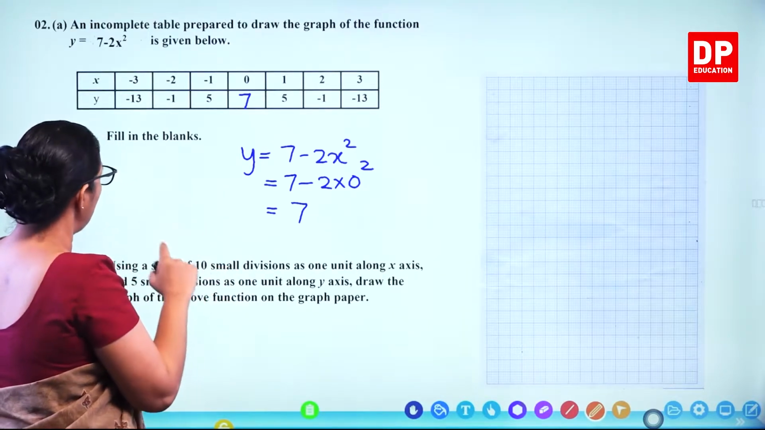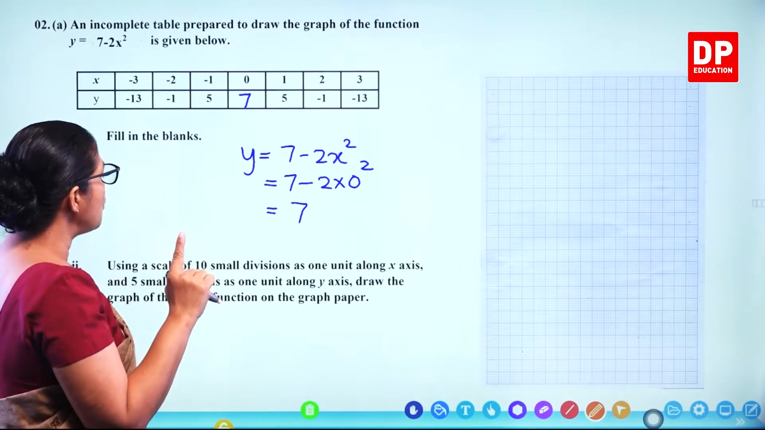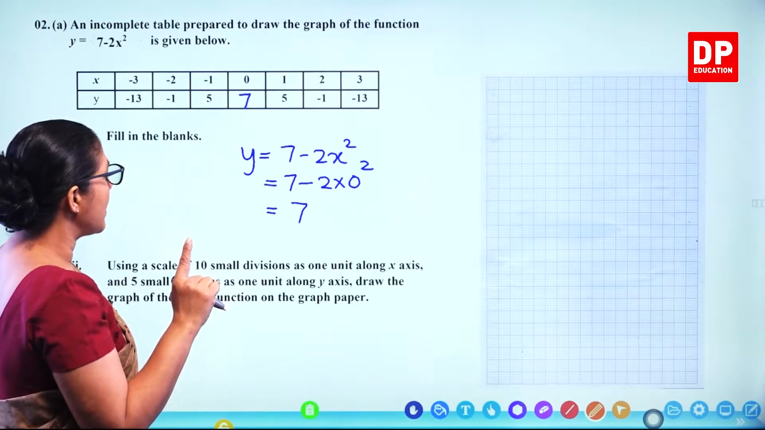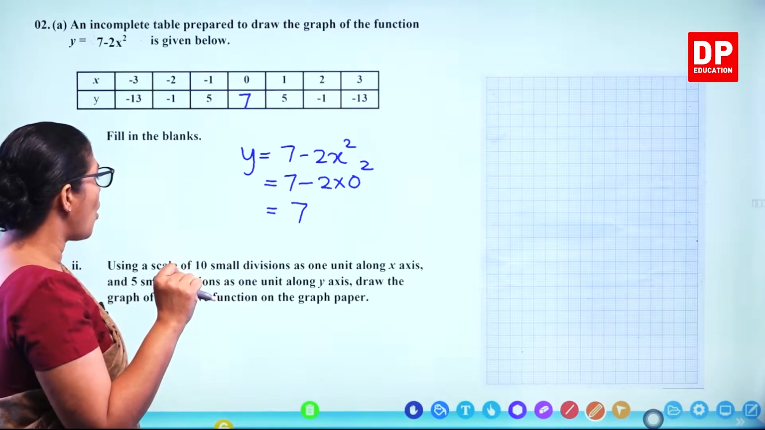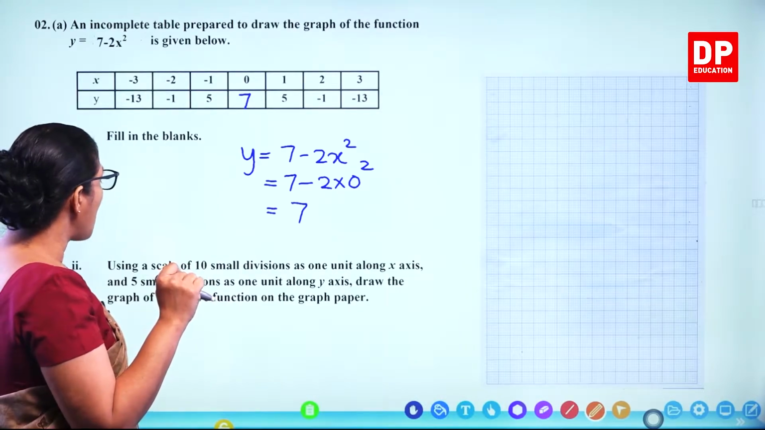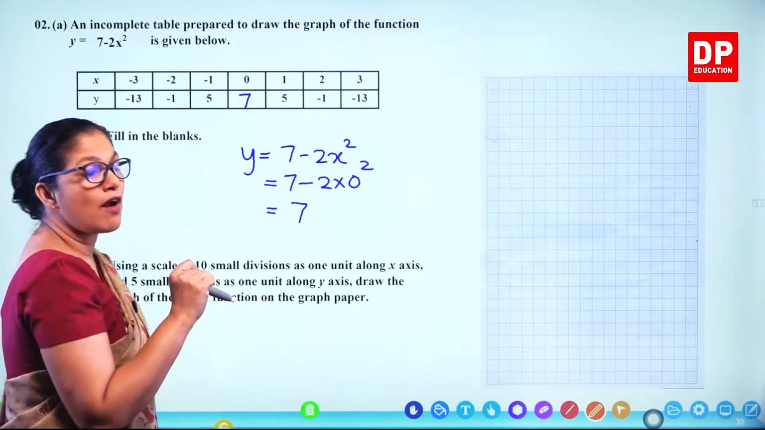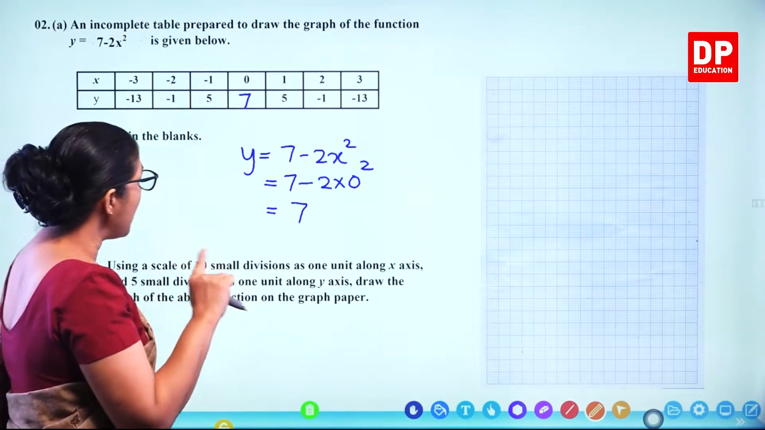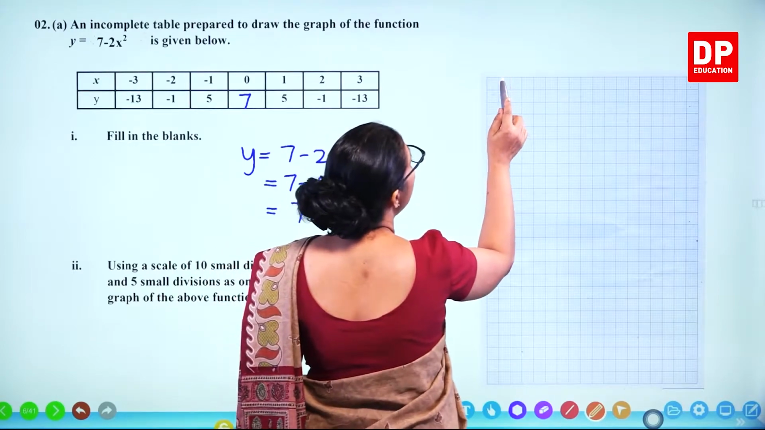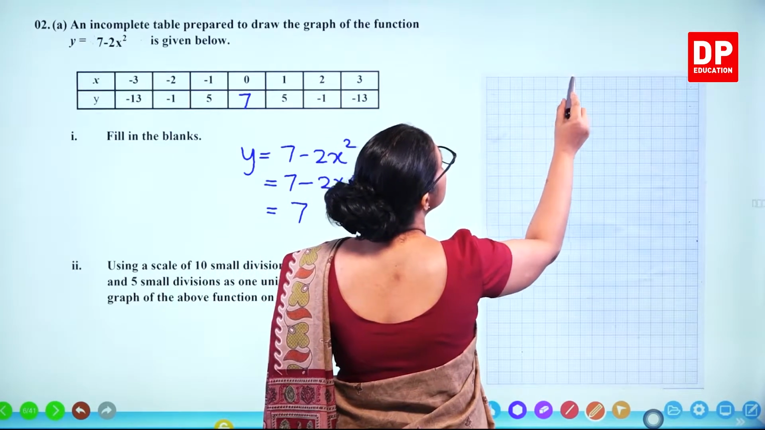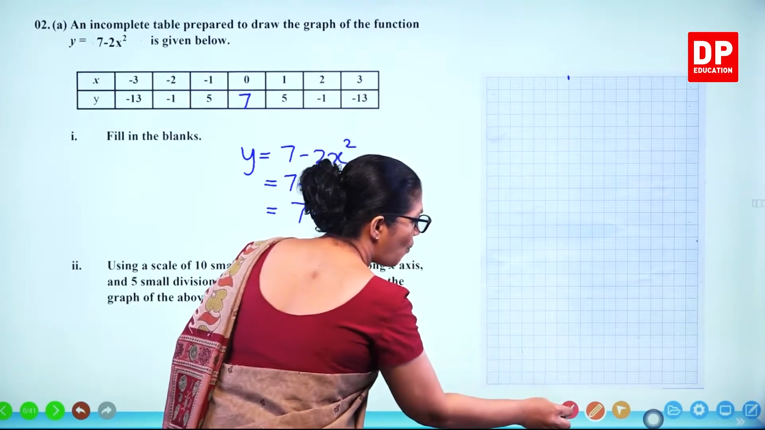And using a scale of 10 small divisions as 1 unit along the x-axis and 5 small divisions as 1 unit along the y-axis, draw the graph of the above function on the graph paper. So we have to take 10 squares as 1 unit. So starting from minus 3 here, minus 2, minus 1, 0. So here is the y-axis.